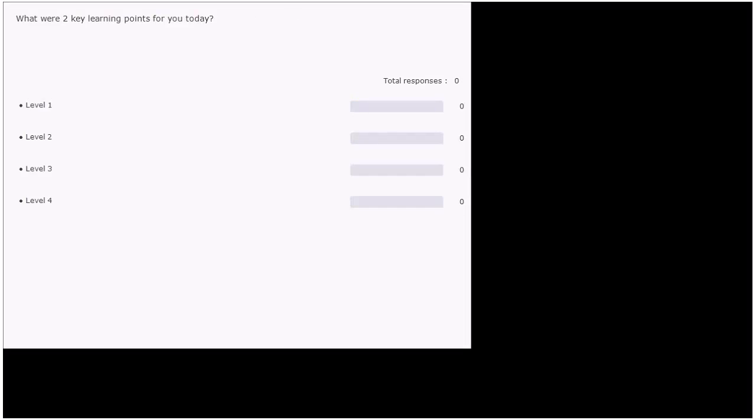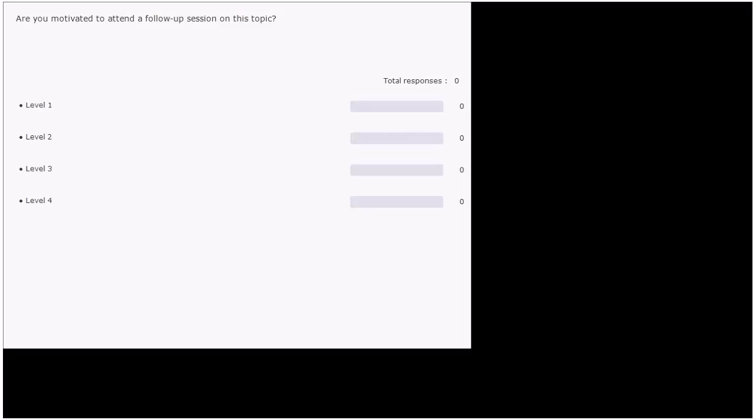What were 2 key learning points for you today? I could see how somebody might say that this is an opinion because it's their opinion as to what the key learning points were. But in asking for the learning points, you are asking them to talk about content. Does that make sense? Everybody get that? So it is a level 2. Okay? Next.